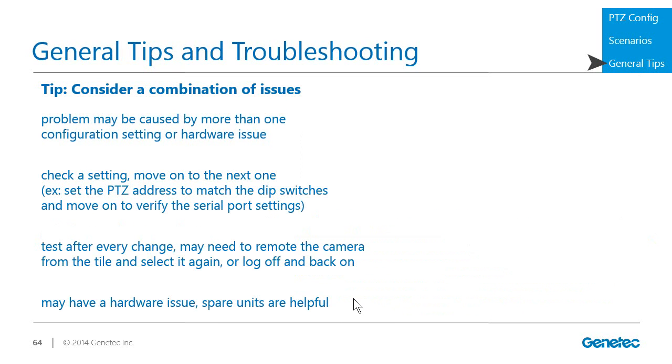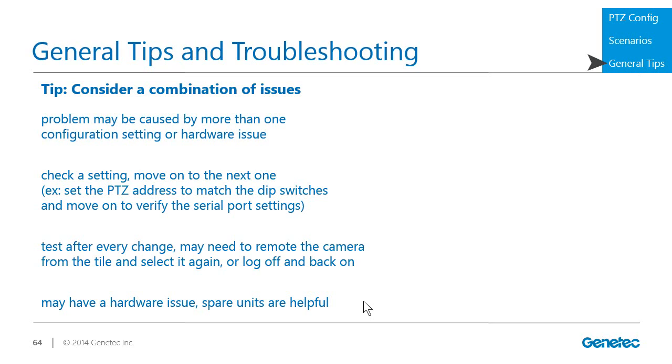Now another thing to consider is that the problem you're seeing might actually be caused by a combination of things. This is definitely harder to troubleshoot, which is why it's important to double check the settings whenever faced with a PTZ that's not working properly. So for example, the PTZ may not be responding because the address is not set correctly and the serial port has not been configured with the correct baud rate.